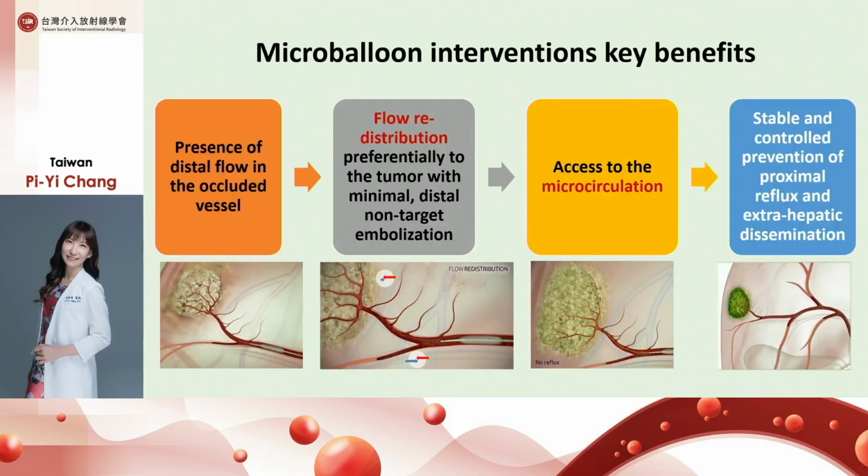Okay, so about the B-TASE, I think you have to know that the balloon intervention may prevent the presence of distal flow and occlude the vessel. Then the flow will get redistribution. That's why we have more accumulation of lipiodol. Then the access to the microcirculation is better. So there is stable and controllable prevention of proximal reflux and extrahepatic dissemination. That's the idea of B-TASE.